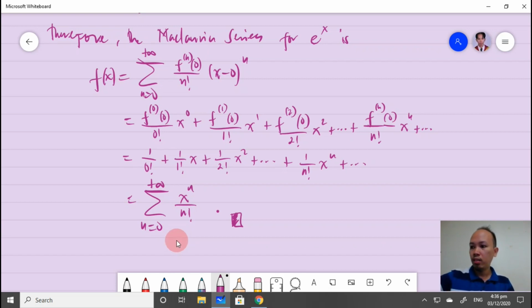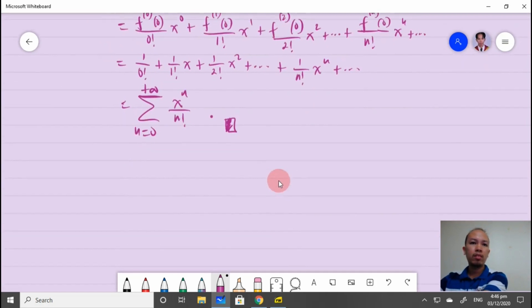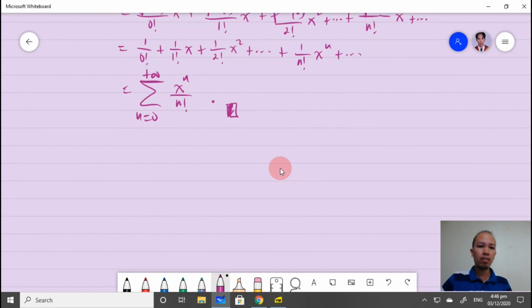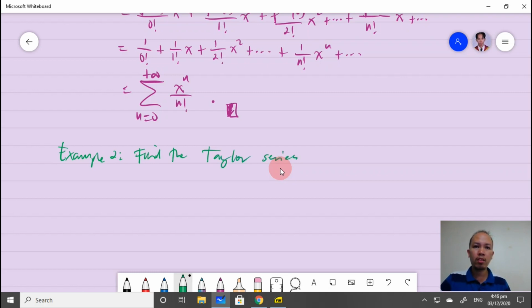Let's try another example for the Taylor series. Example number 2: find the Taylor series for cosine x at x equals a. Okay, so solution.